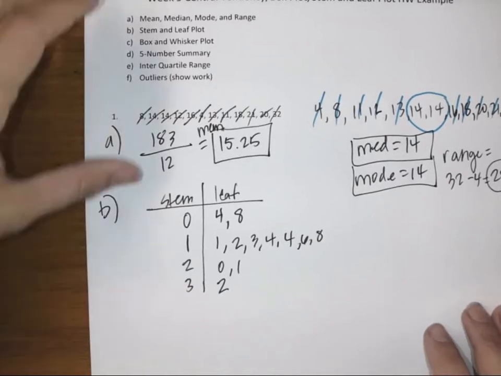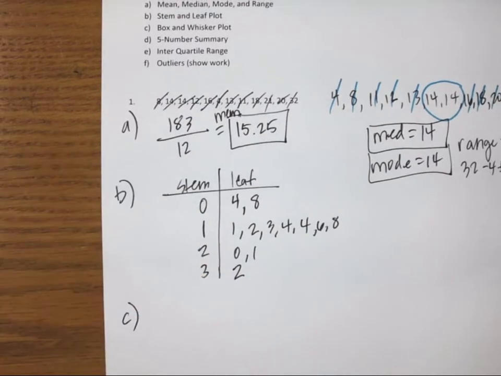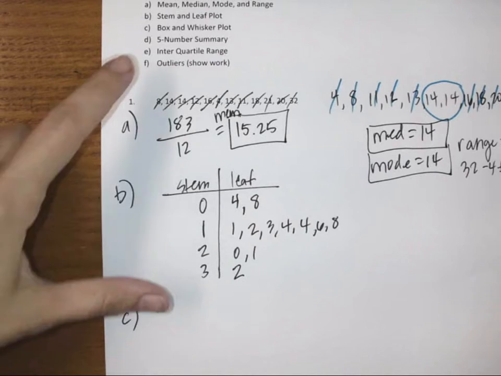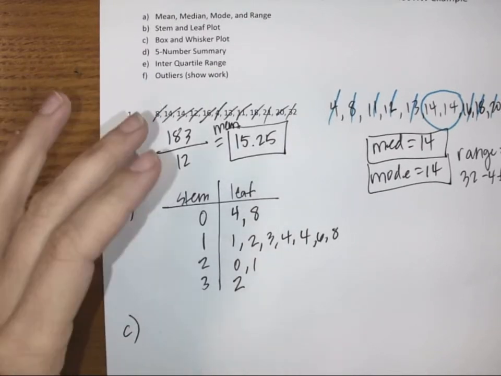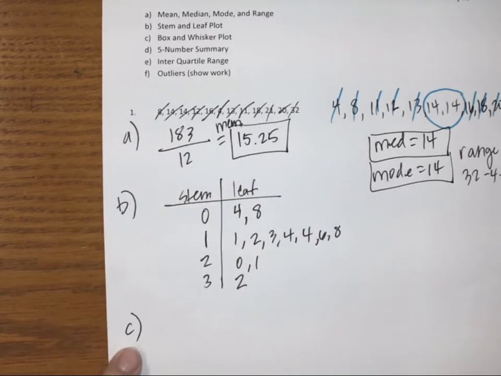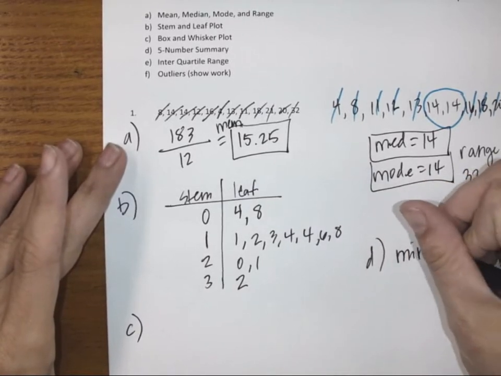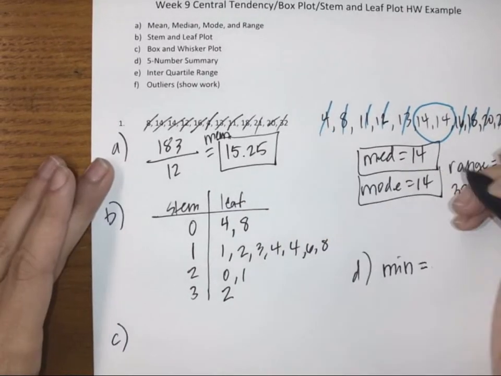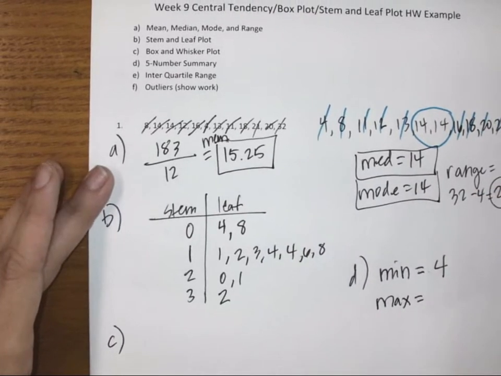Okay, for C, to do a box and whisker plot, I'm actually going to do D at the same time because the 5-number summary is the min, Q1, Q2, Q3, and the max, and I need to find all those things to be able to do the box and whisker plot. So I'm going to come over here on the side and do the 5-number summary also. The minimum is the smallest number, which is 4. The maximum is the biggest number, which is 32.